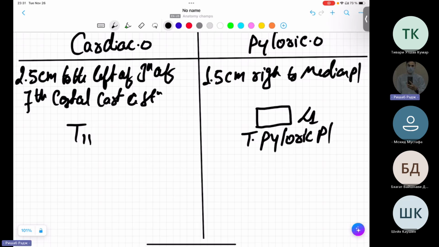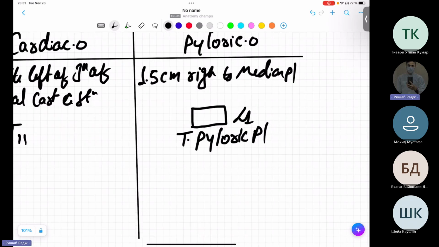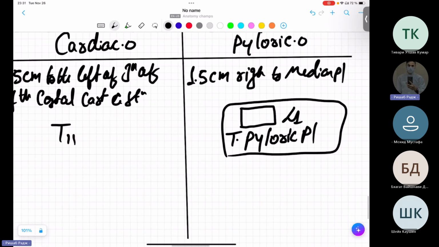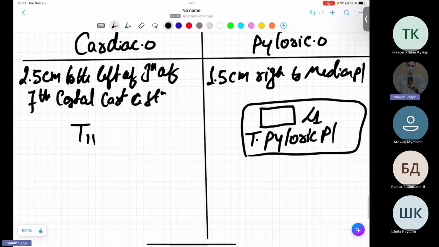This is why when I taught you the first lecture on the abdomen, about the abdominal wall, I told you about the subcostal plane, transpyloric plane, supracristal plane, and everything. Thus, remember it. Lower border of L1 is known as the transpyloric plane. Why transpyloric? Trans means transecting something. What is it transecting? The pylorus of the stomach, or the pyloric opening.